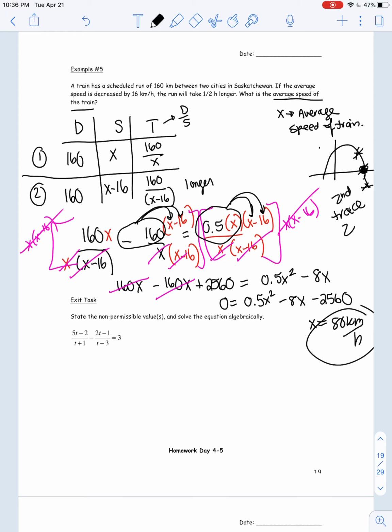Our exit task, they're just asking us for the non-permissible value. So t is not allowed to be -1 from this, and t is not allowed to be +3 from this guy. So that's our first step.